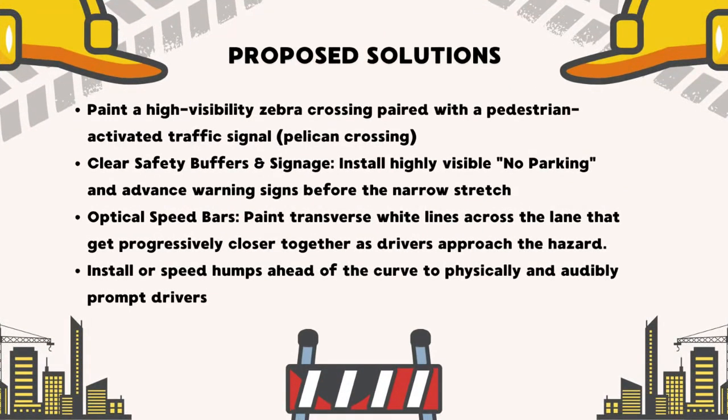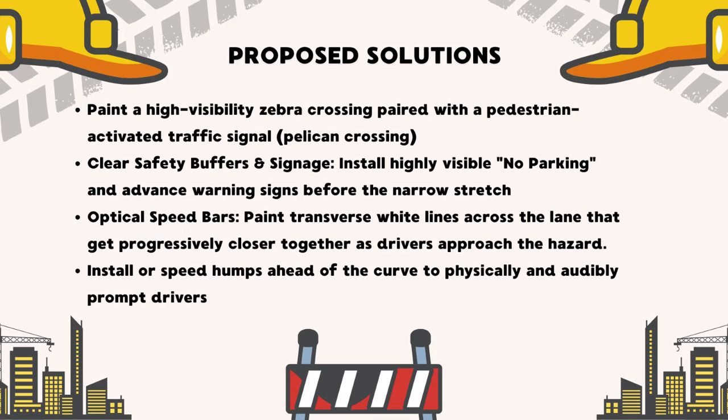For the solution, we paint a high visibility zebra crossing with a pedestrian activated traffic signal, so the pedestrians can halt traffic safely when crossing. Next, we clear safety buffers and signage. Install highly visible no parking and advance warning signs before the narrow stretch to prevent civilian vehicles from blocking the road.